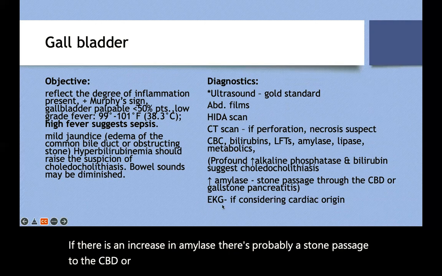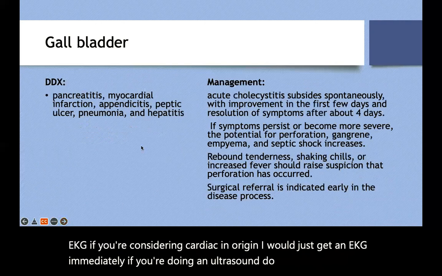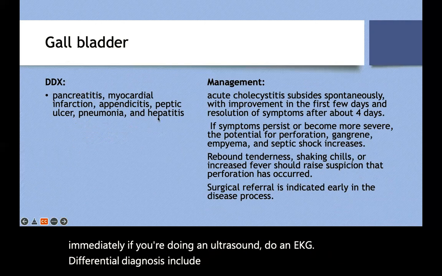You definitely want to get an EKG if you're considering cardiac in origin. I would just get an EKG immediately. If you're doing an ultrasound, do an EKG. Differential diagnoses include pancreatitis, myocardial infarction, appendicitis, peptic ulcer, pneumonia, and hepatitis.